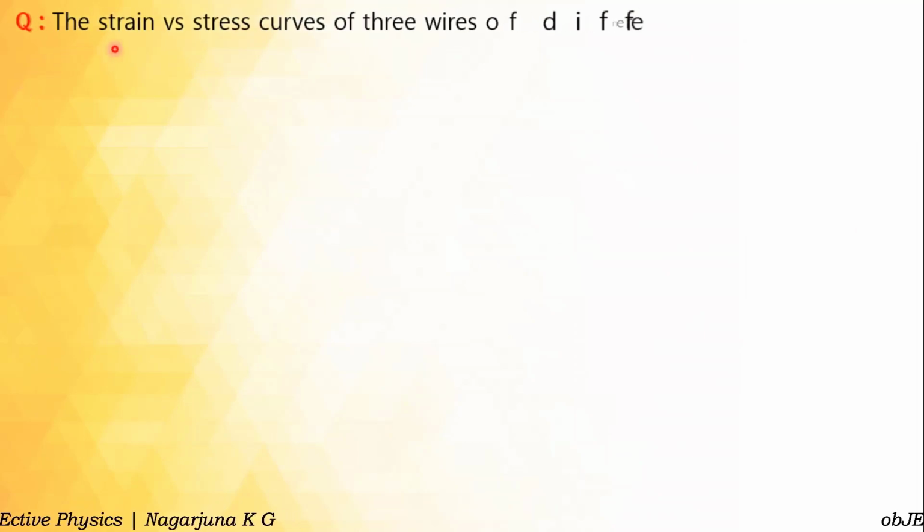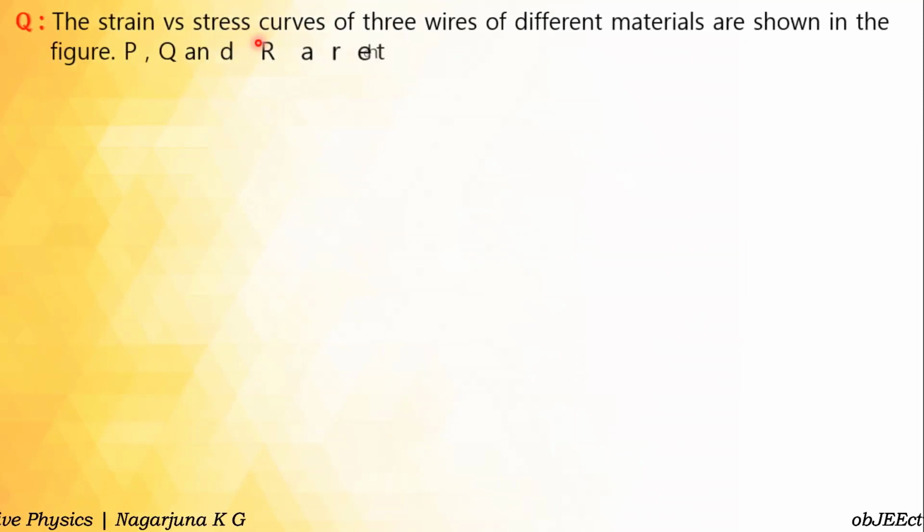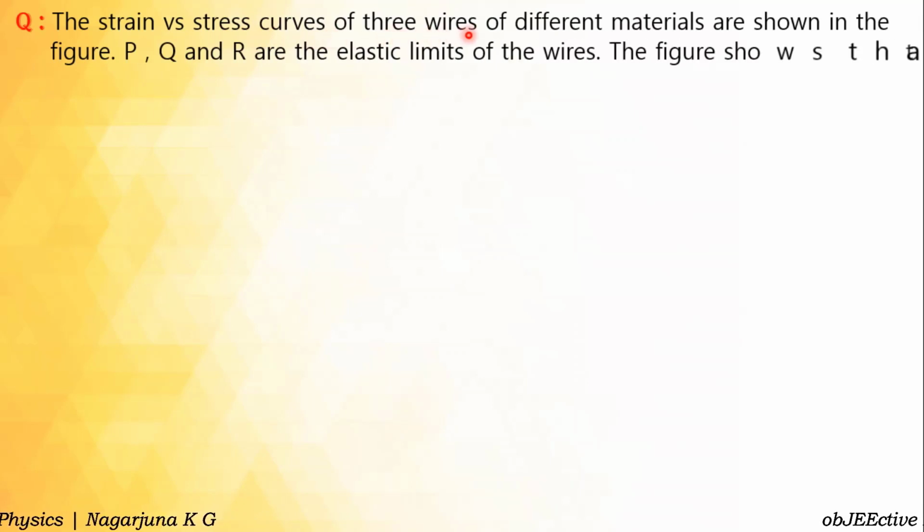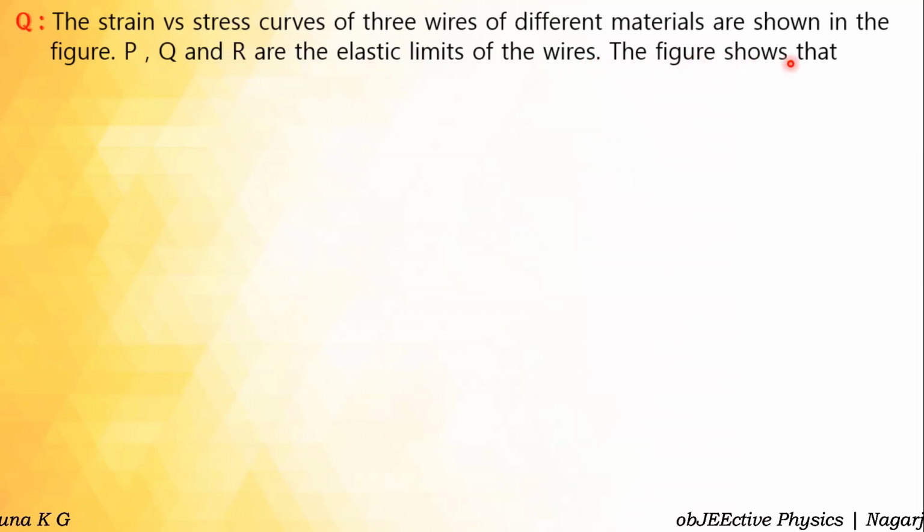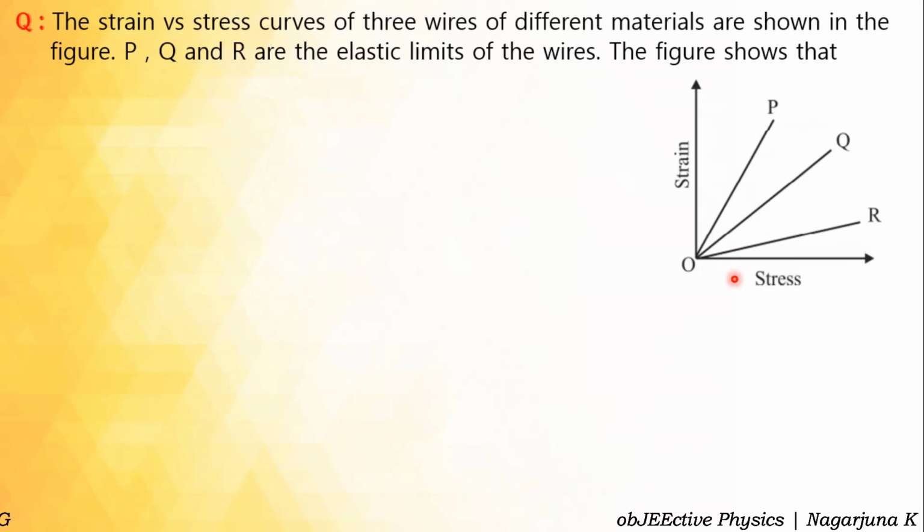Next question. The strain versus stress curves of three wires of different materials are shown in the figure. P, Q and R are the elastic limits of the wires. The figure shows that. Observe the graph which is given in the question. Stress is given along x direction. Strain is given along y direction. Three wires P, Q, R.